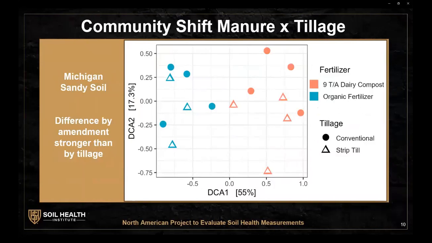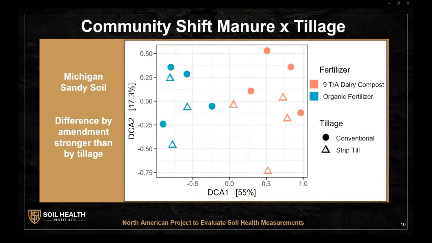One more of these site-specific detrended correspondence analyses. Here we have an organically managed site from Michigan with sandy soil that used a diverse rotation and cover crops. And they had a factorial design using just organic fertilizer or organic fertilizer plus dairy manure compost, and conventional tillage or strip tillage. And you can see by the color of the dots that adding dairy manure compost clearly caused a separation in the microbial community, but that the shapes, which represent the tillage types, are interspersed within those colors. And so they don't show that clear trend between tillage.